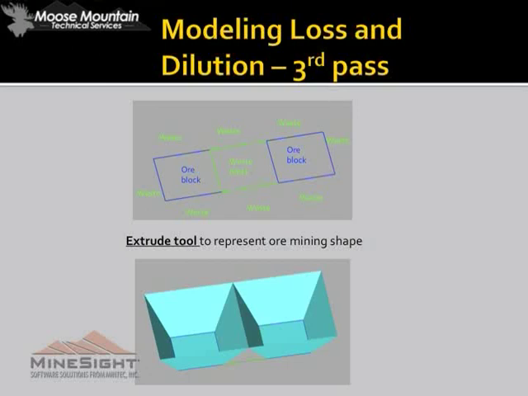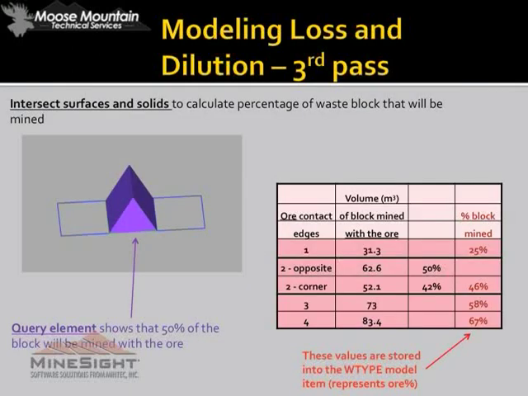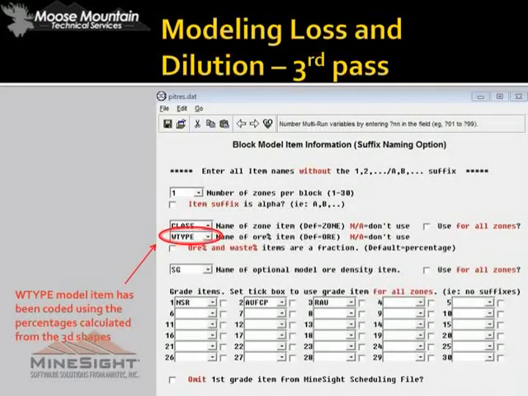Again, we just have an ore block, surrounded by waste, or a waste block actually that's surrounded on two sides by ore. So the ore gets mined first, and we use the extrude tool again to build our shapes and get our volumes. And now we can query that element and see how much of that waste block is going to be left behind after the ore blocks are being mined. And we can build a little table that shows a percentage of the block that's being mined, and then use that percentage item as an ore percent in our PitRes. And then we go away from the zone input file and we use this feature.